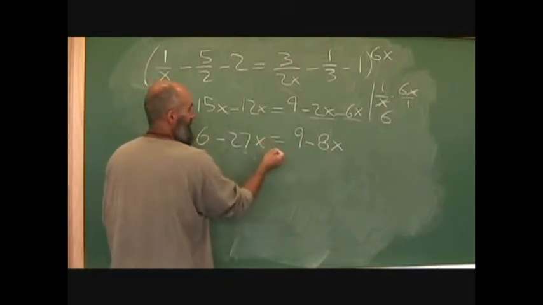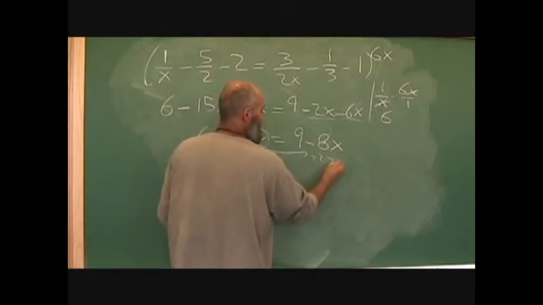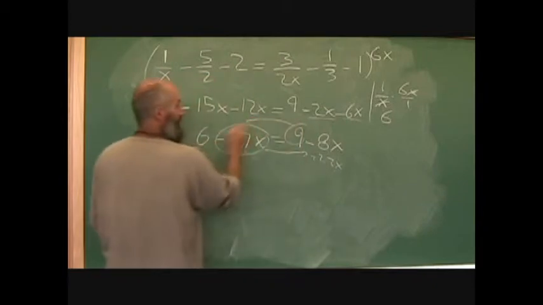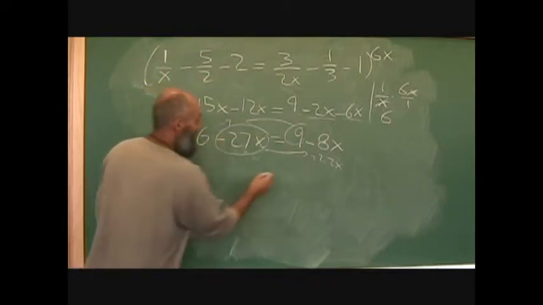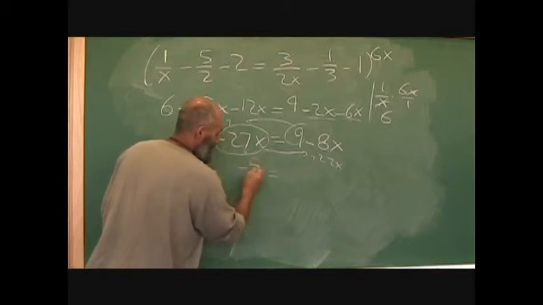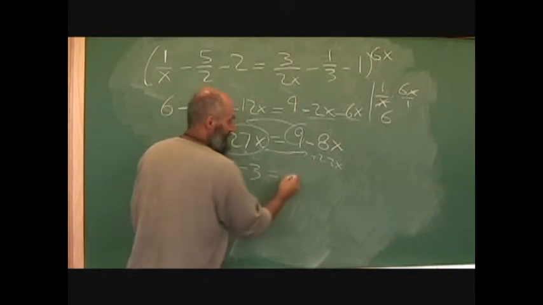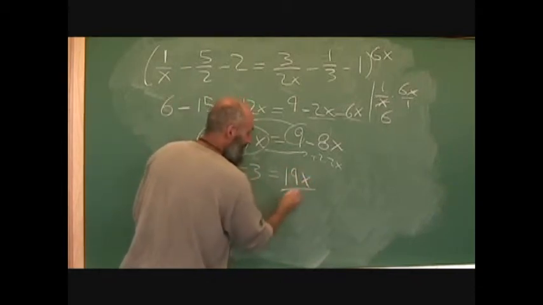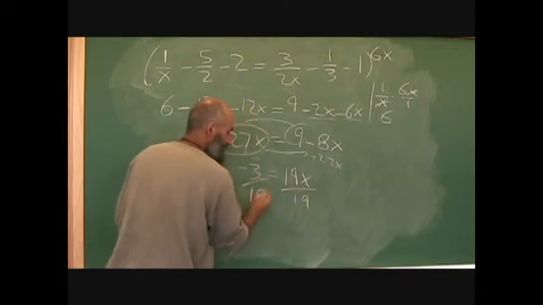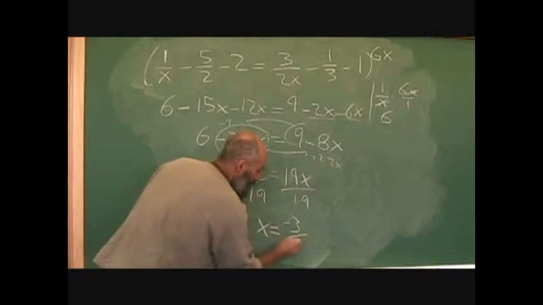So I'm just going to grab this here. Let's take this and move it on this side. So it becomes plus 27x. Over here becomes minus 9. So 6 minus 9 is negative 3. 27x minus 8x is 19x. Right? And then divide by 19. So x is equal to negative 3 over 19.